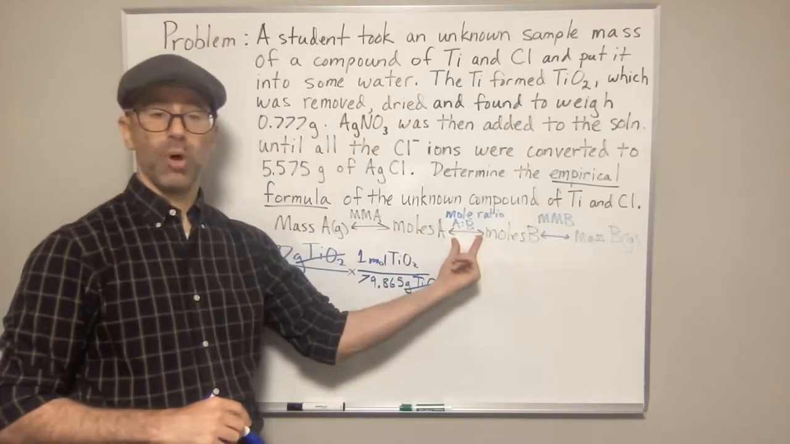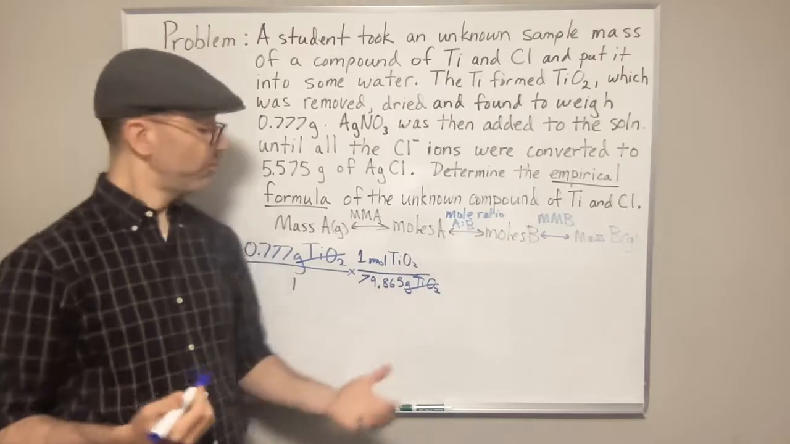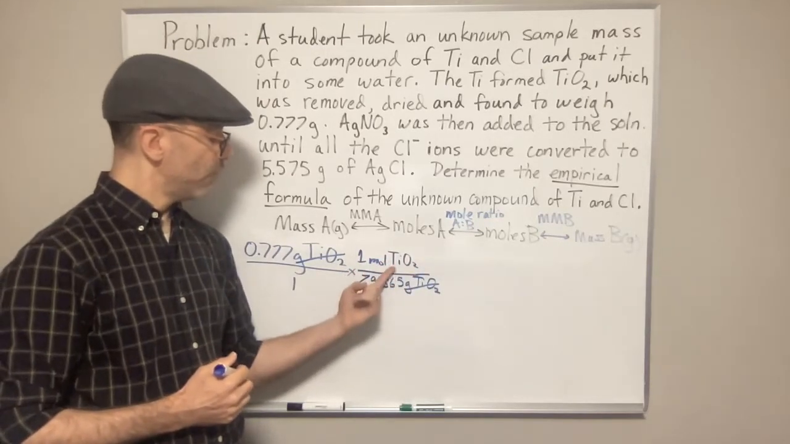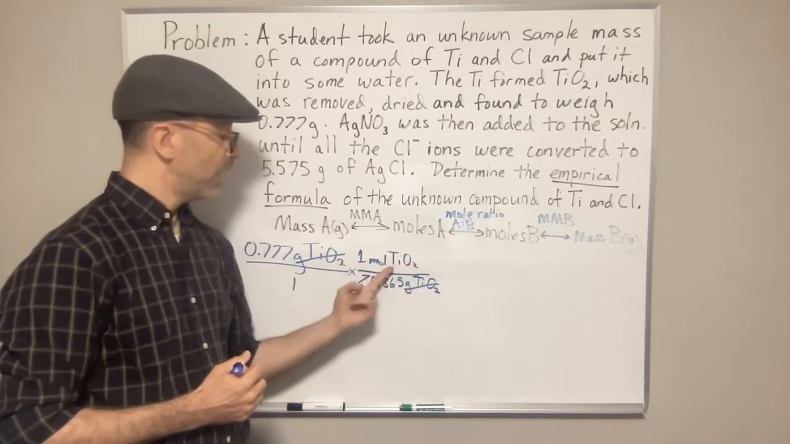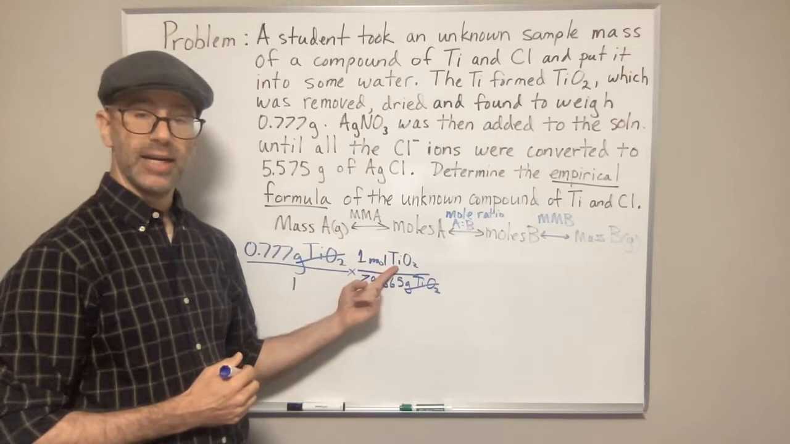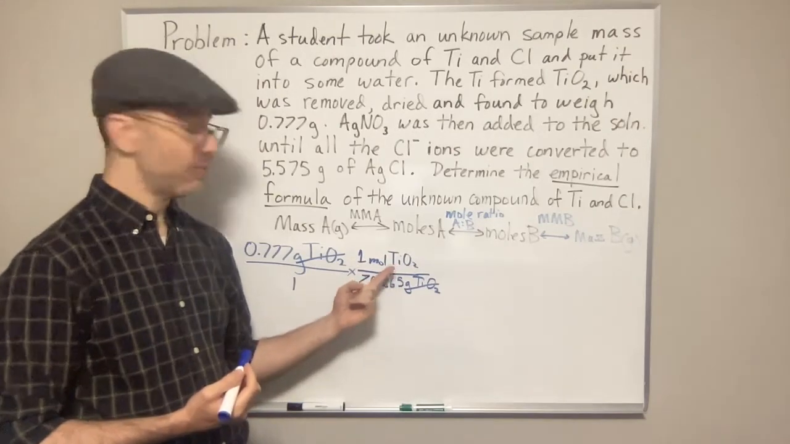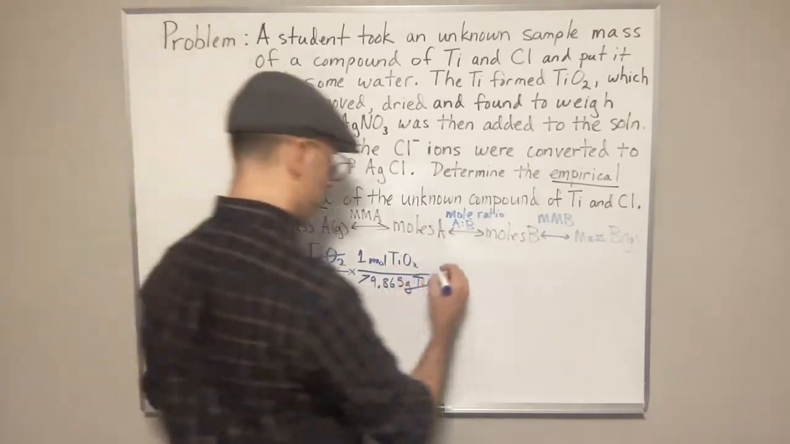And I need to use the mole ratio. I'm going to get that mole ratio from where? From the formula. So the formula is a 1-to-1. So for every 1 mole, or every 1 formula for this, I get 1 Ti, titanium atom. So it's a 1-to-1. So for every 1 mole of this, I get 1 mole of titanium. So I'm going to use that.